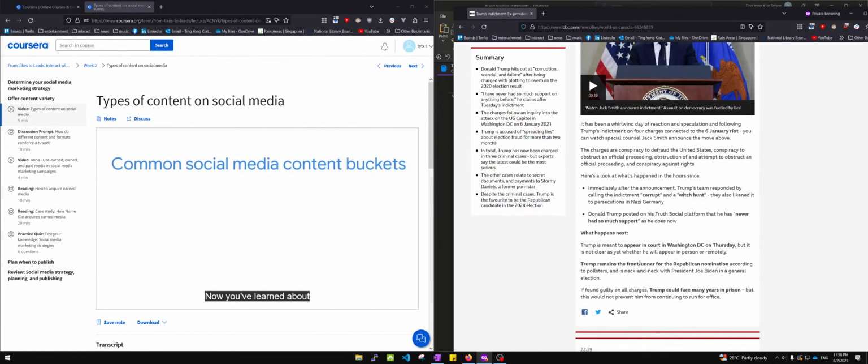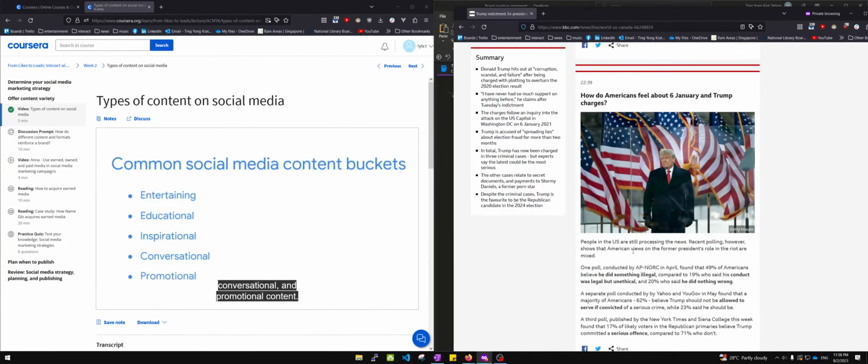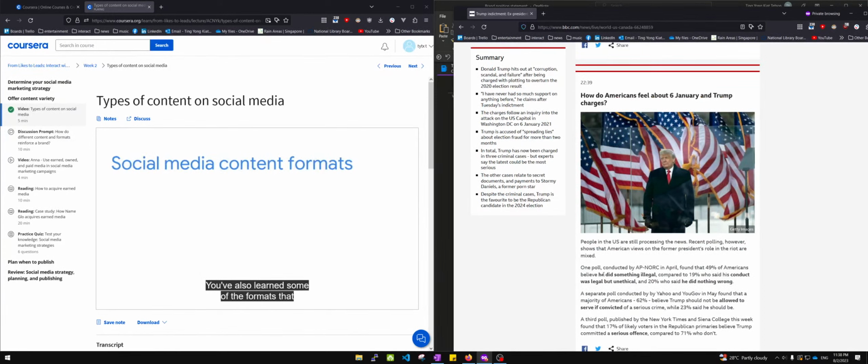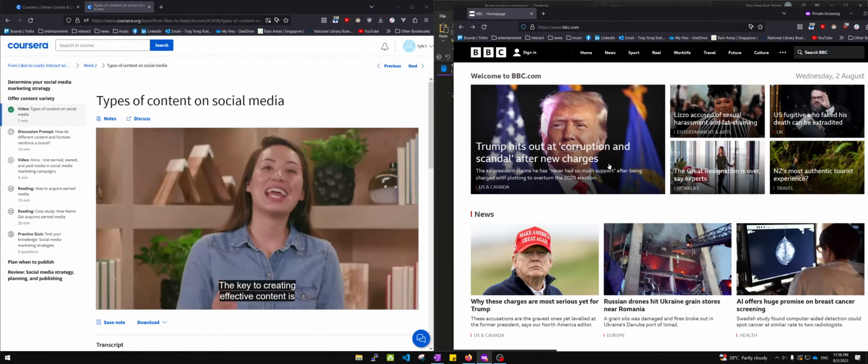So now you've learned about some common content buckets on social media, such as entertaining, educational, inspirational, conversational, and promotional content. You've also learned some of the formats that are most frequently used on social media, like videos, images, written posts, stories, and live videos. The key to creating effective content is choosing the format that best matches your content bucket. Coming up, we'll talk more about how to plan and publish content on social media.